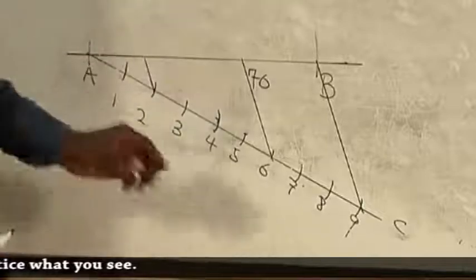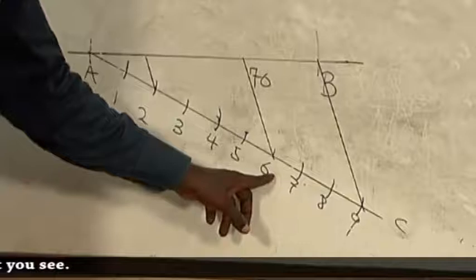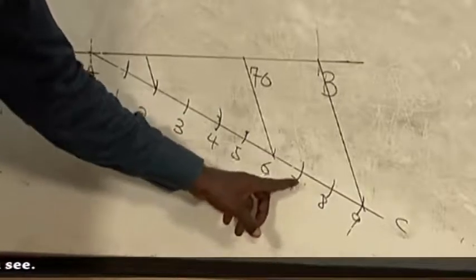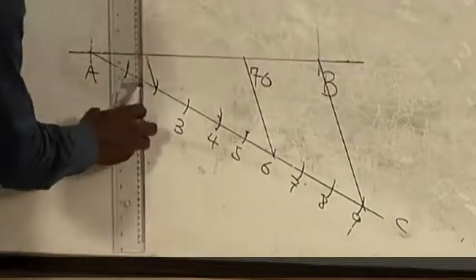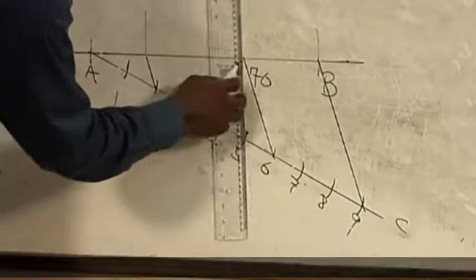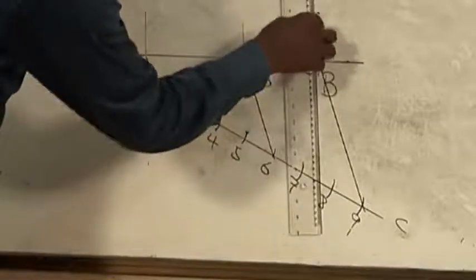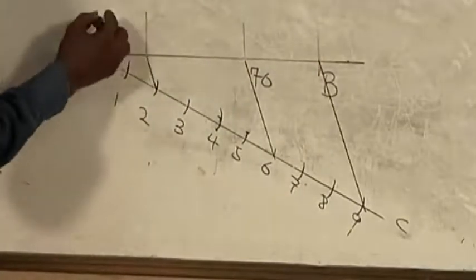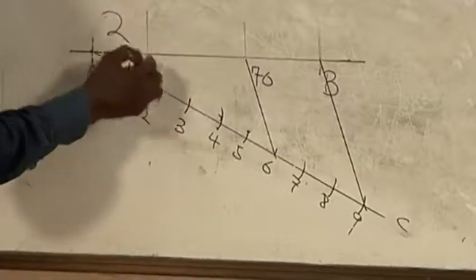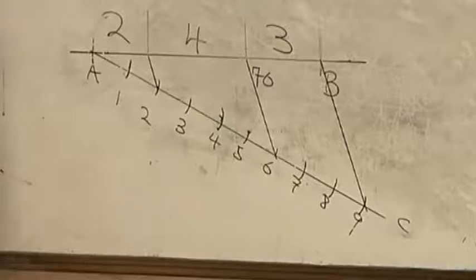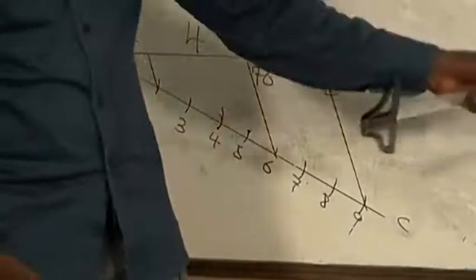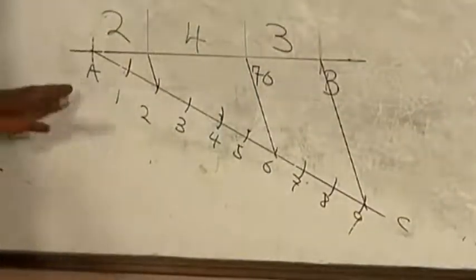Fine. Now the next one is what? 3. Take here again as 0. 1, 2, 3. That's it. So you now come up here, indicate with a line, up, up, and up. From here to here gives you 2. Here gives 4. Here 3. And you've divided this line into the ratio of 2, 4, and 3. Very simple. Don't you think so? Can you do it?